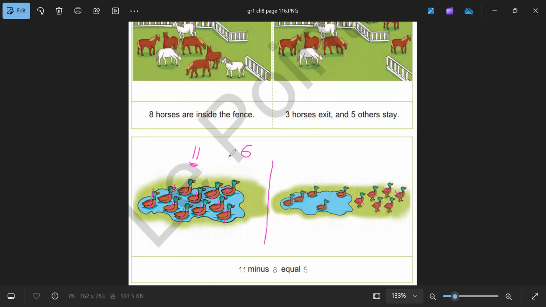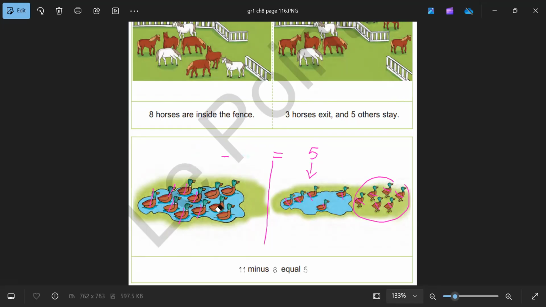The total number of all the ducks is 11. Now 6 ducks left them. 6 ducks leave the pond. And how many ducks are still swimming? 1, 2, 3, 4, 5. 5. So when I want to write it as an equation, I start with the total number. Since here the ducks leave the pond, we say minus. 11 minus 6, of course, we have equal 5. What do we mean by 5? 5, the remaining ducks. Got it?